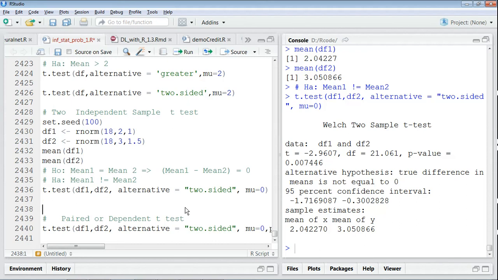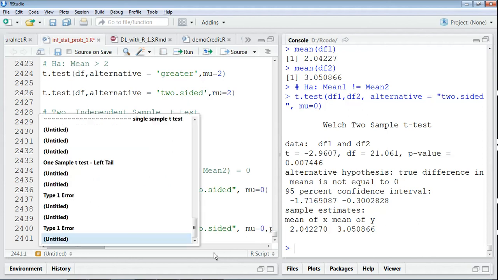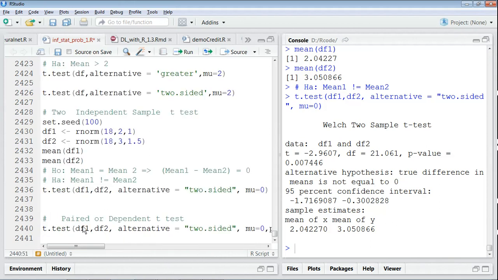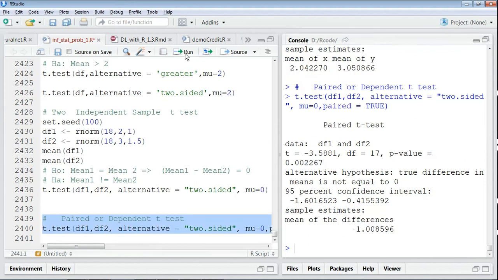Next, we will see how to conduct a paired sample t-test. Paired sample t-test is also called a dependent t-test. If you have to perform a paired sample t-test, it's very simple in R. We need to include an additional parameter by the name of paired equal to TRUE. If we execute this one, with alternative equal to two-sided, we can see the p-value is 0.002.